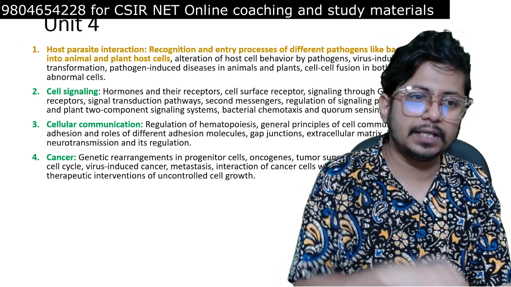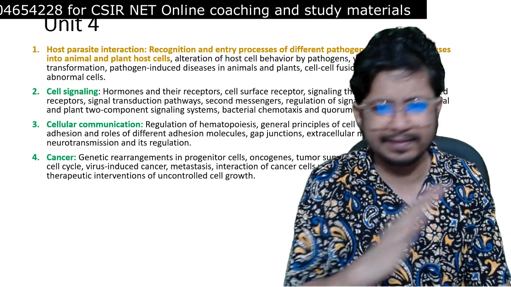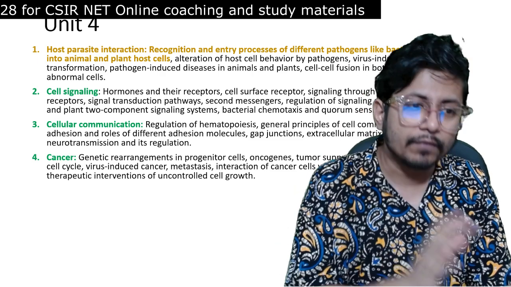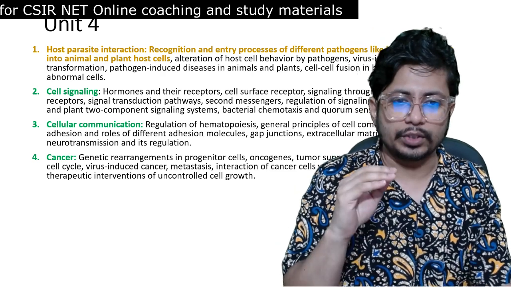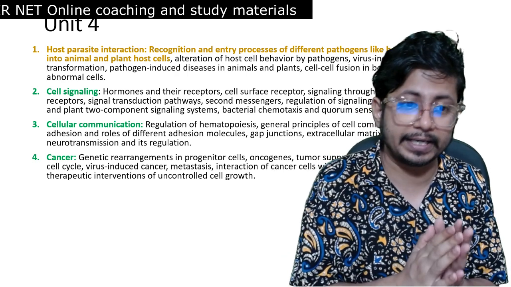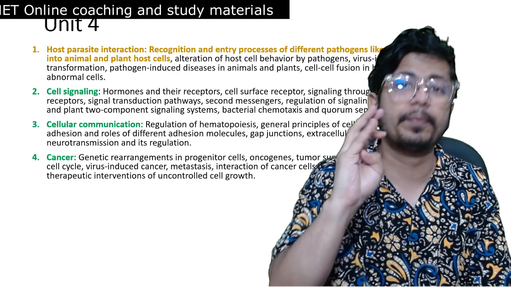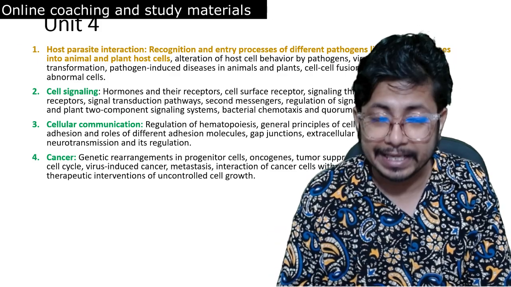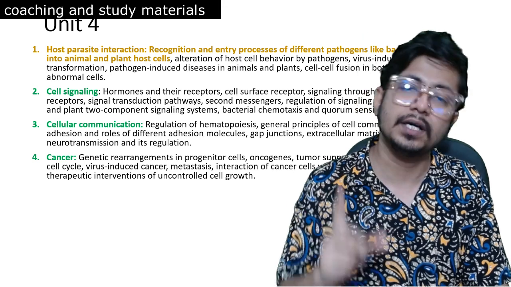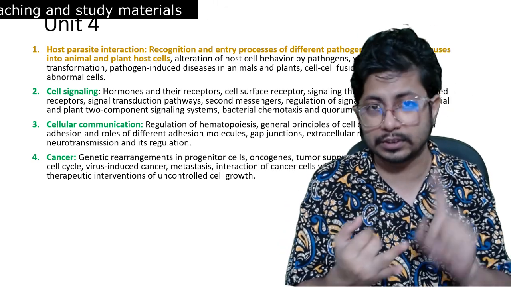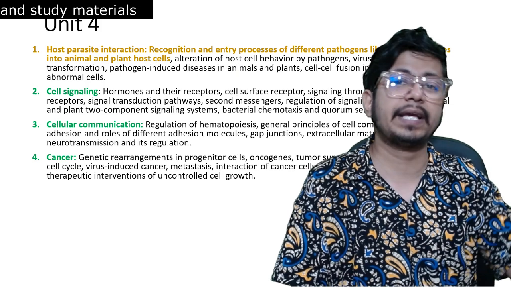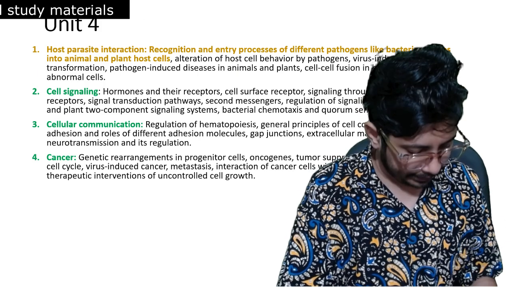Now next one is cancer. Now part of the cancer biology is very important. Anything related to cancer is very important for CSIR NET. There are 2 to 3 questions in part C from cancer biology. So tumor suppressor genes, oncogenes, progenitor cells, and in cancer biology, apoptosis, that is programmed cell death, and therapeutic interventions to stop the growth of the cancer are also important. Apoptosis pathway is moderately important, but the rest of the cancer part is really important here.